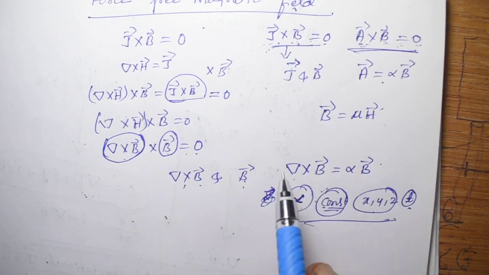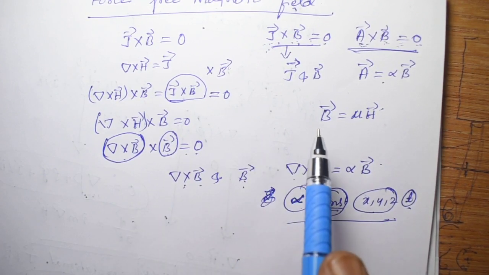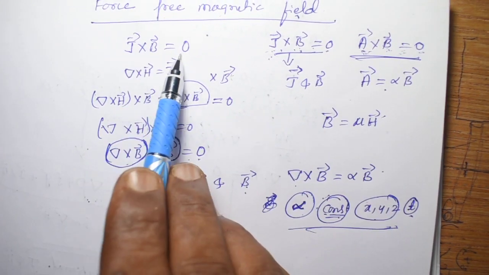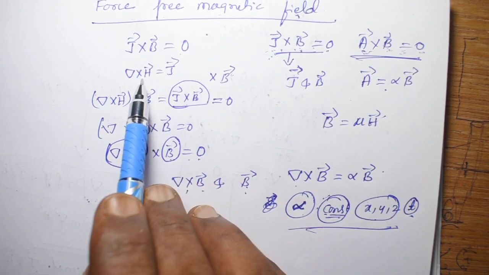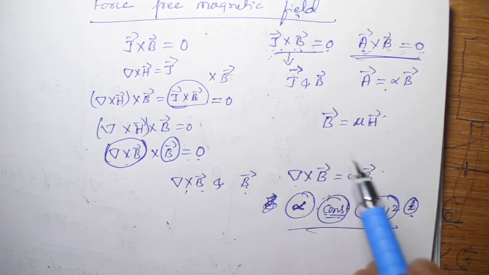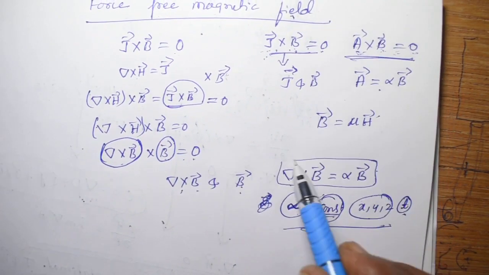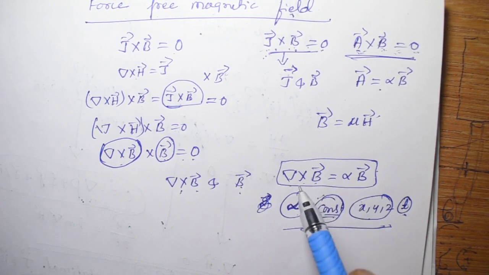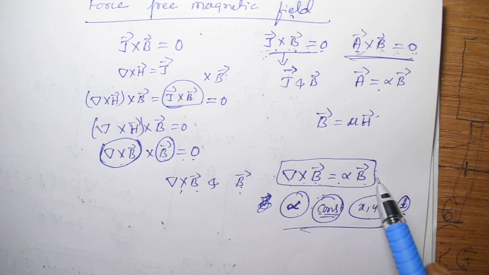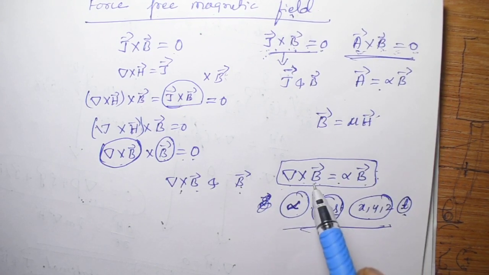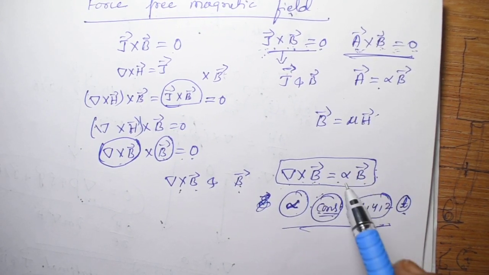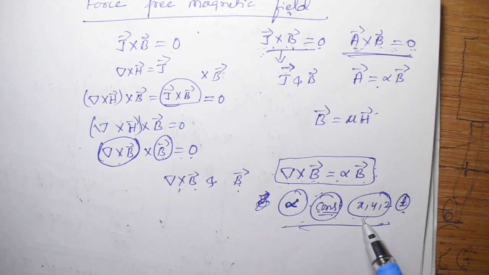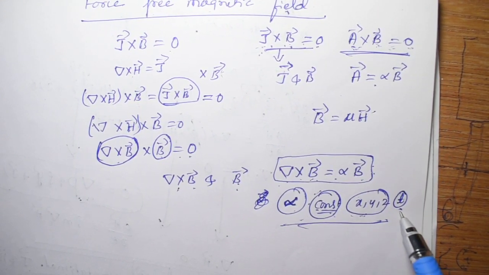So I will stop here. Just make a note of what a force free magnetic field is. Force free magnetic field means the Lorentz force must be 0. Using that along with Ampere's law, we got one equation, that curl of B and B are parallel. It means that curl of B is equal to alpha into B, where alpha is a proportionality constant, and this is either purely a constant or must be a function of both position as well as time.